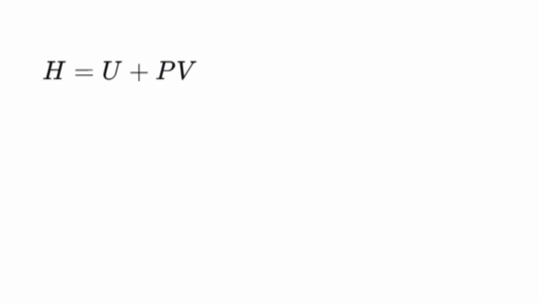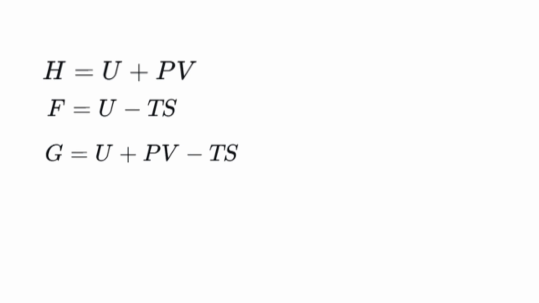Here are their definitions. Enthalpy is defined as H = U + PV. Helmholtz free energy is defined as F = U - TS, and Gibbs free energy is defined as G = U + PV - TS. At first, these definitions may appear artificial. Why would anyone add or subtract terms like pressure times volume and temperature times entropy? The answer lies in their natural variables.